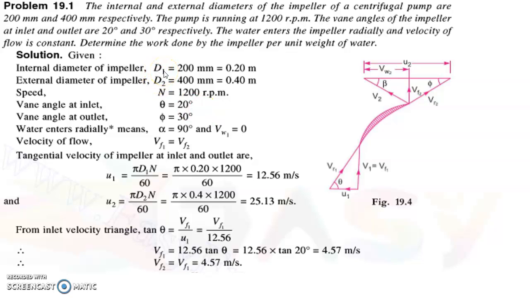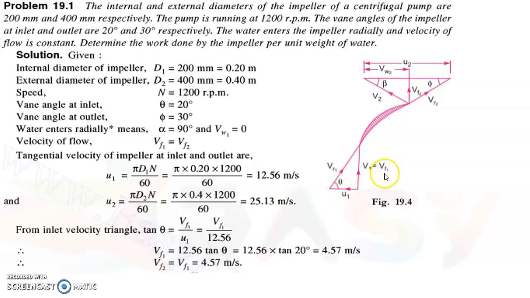We know that U is equal to pi DN by 60. So at inlet, if we want to find out tangential velocity, it will be pi D1 N by 60. Substituting the values which are given in the problem itself, we got the value of U1, that is 12.56 meter per second. Similarly, U2 is equal to pi D2 N by 60 and that will be equal to 25.13 meter per second.